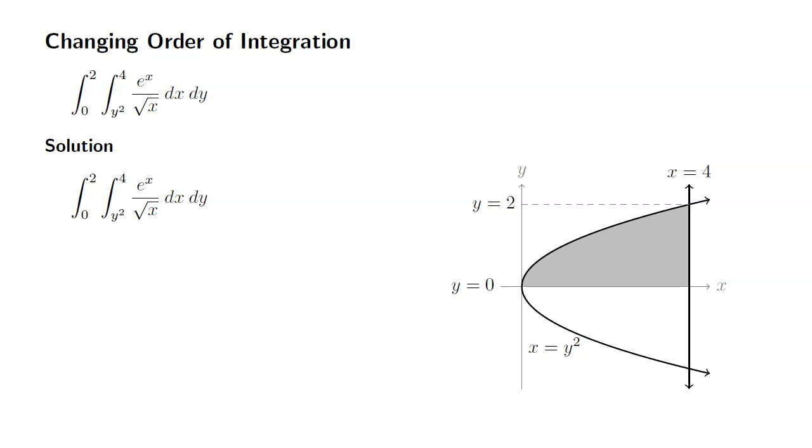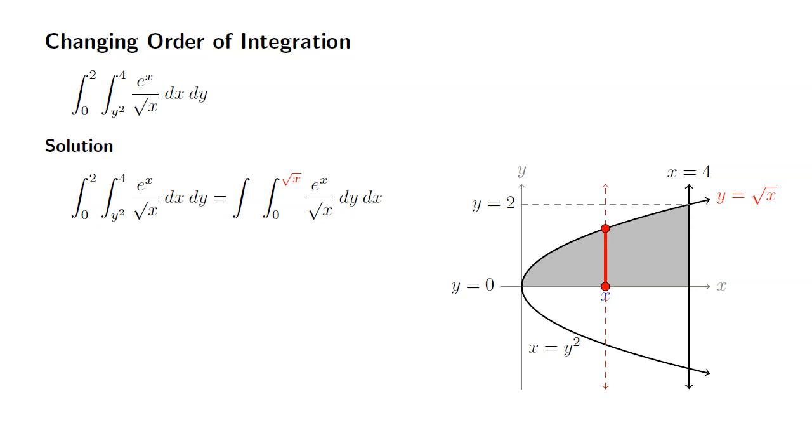Since we don't know how to find an antiderivative of e to the x over square root of x with respect to x, I'm going to switch the order of integration. So I'm going to integrate with respect to y first. Since we're integrating with respect to y first, I'm going to hold x constant. Then it looks like it's going to start from y equals 0, so I'm going to put 0 for the lower limit. And then it's going to go right up to this top curve, which is y equals square root of x. So I'm going to put square root of x for the upper limit.